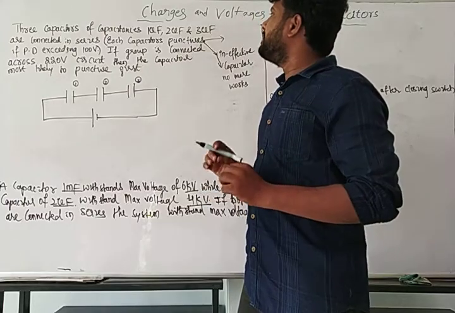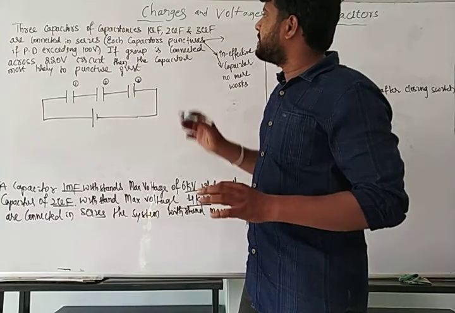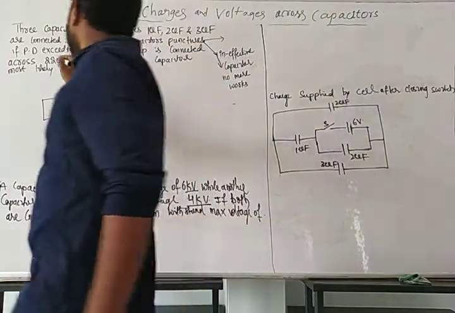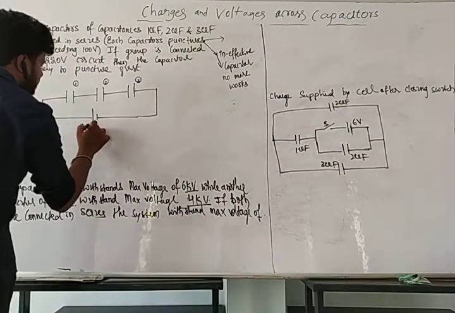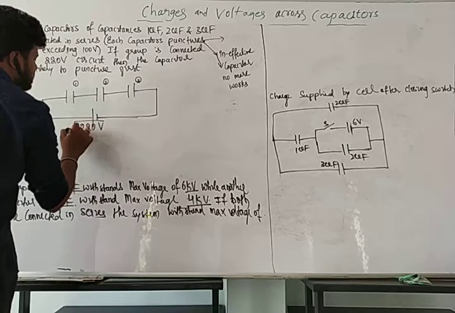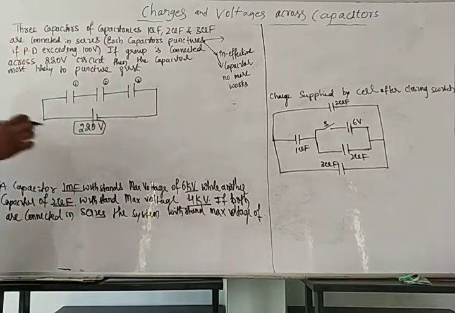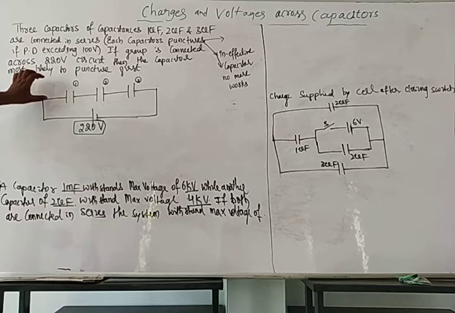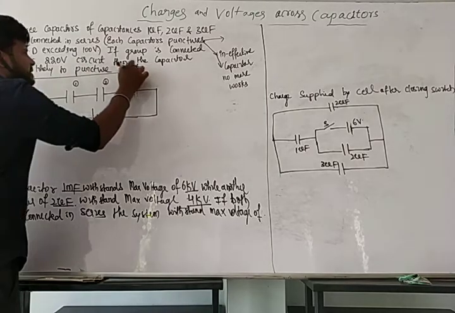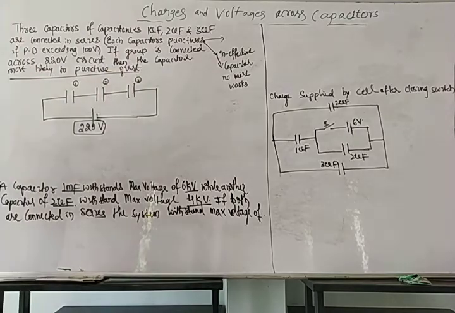If the group is connected across, it means the combination is connected across 220 volt. The condition is that the voltage should not exceed 100 volt across any of the capacitors. Everything is given. He is asking which capacitor is most likely to puncture first, meaning the capacitor which will become ineffective, which will not work in this combination.